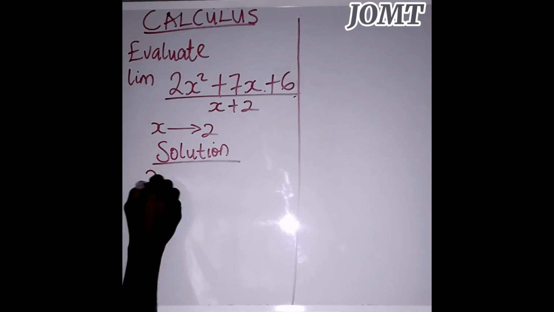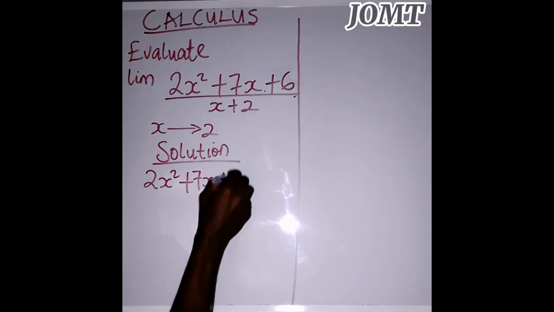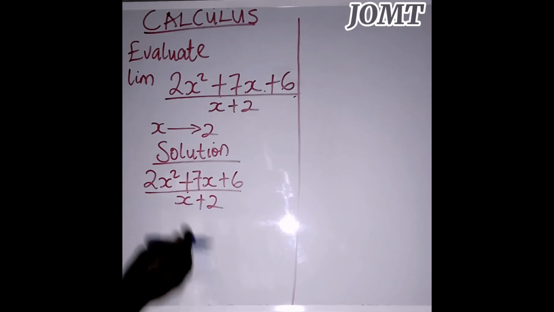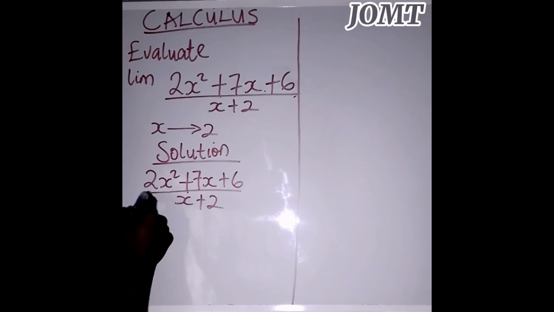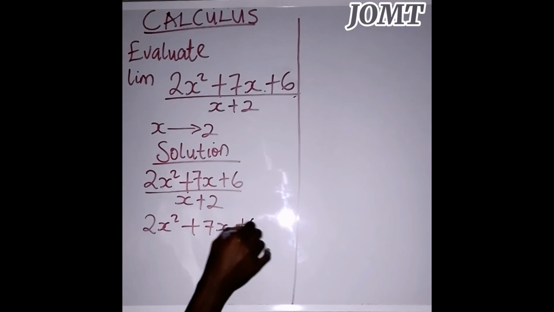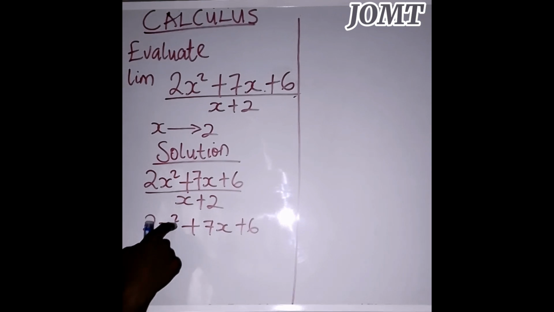We have 2x squared plus 7x plus 6 over x plus 2. Remember I said we are working with the numerator, so let's factorize it. The numerator is 2x squared plus 7x plus 6. Now what do I do here? I have to look at this number very well. How do I factorize it? This is a quadratic factorization, because of the exponent 2 here.